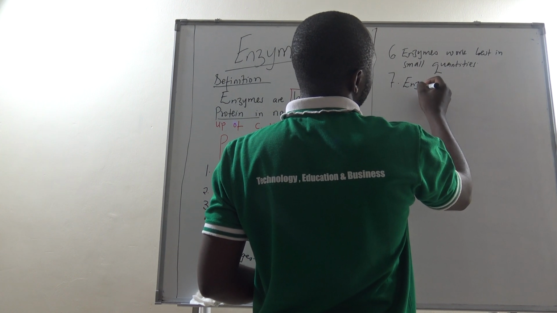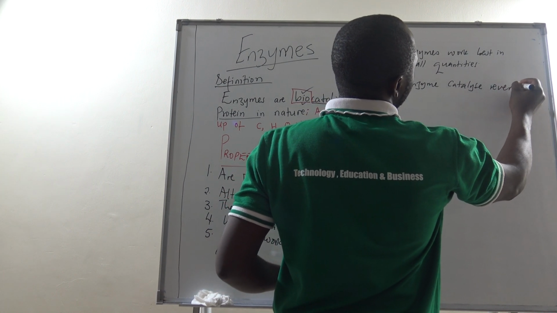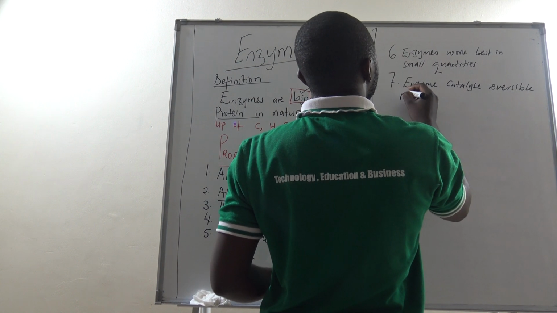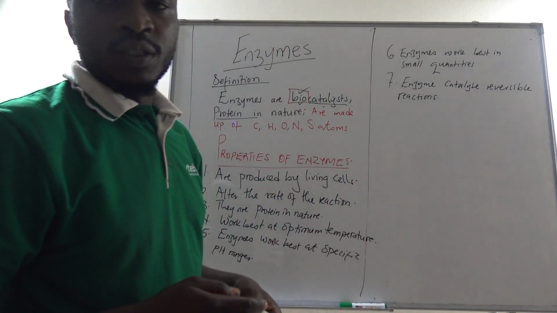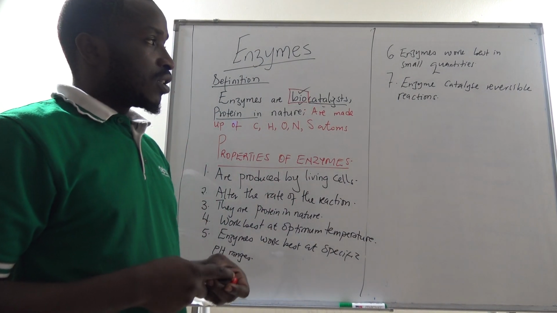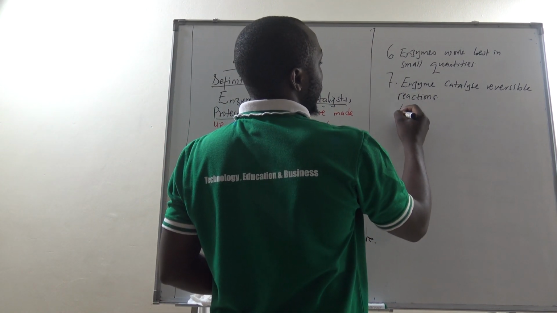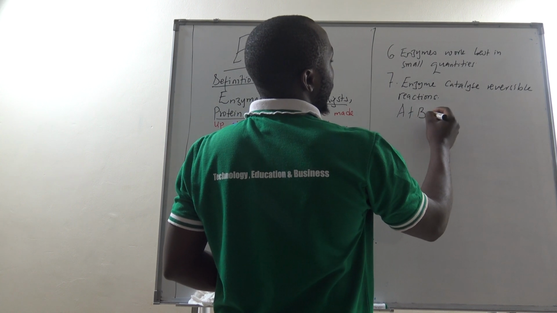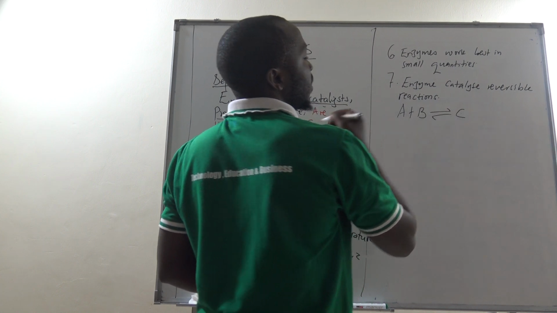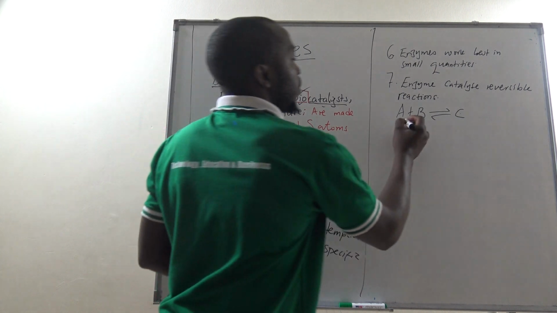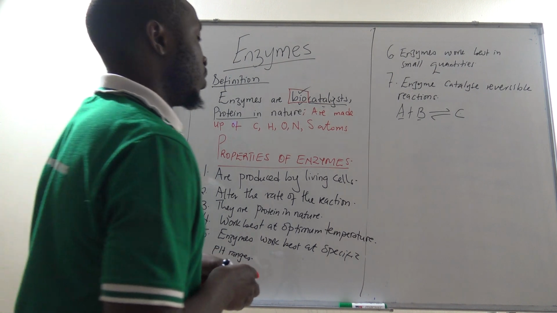Then 7, enzymes catalyze reversible reactions. Enzymes catalyze reversible reactions, meaning those reactions that can, an enzyme that maybe controls the union of A and B to give you C can also catalyze its breakdown to give you A and B again. So they catalyze reversible reactions.